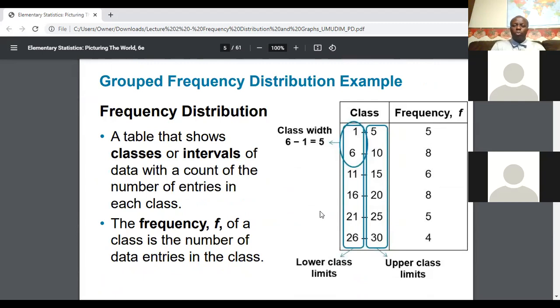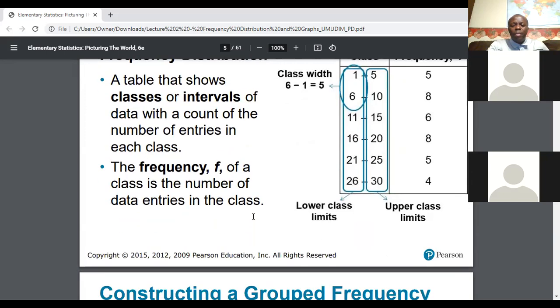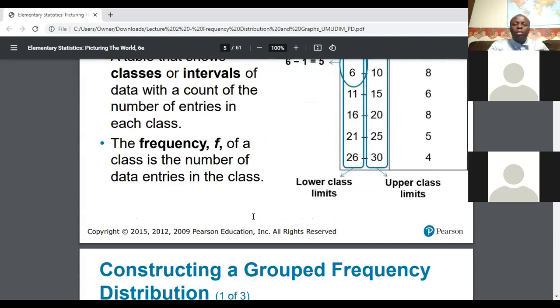Now we look at the grouped frequency distribution. For the grouped frequency distribution, we put them in groups, in categories. So we have a class and a frequency. The class, we call it the class intervals. So the frequency is how many of them fall in each class. Usually an example will make this more clear. How do you find out which class they belong to?